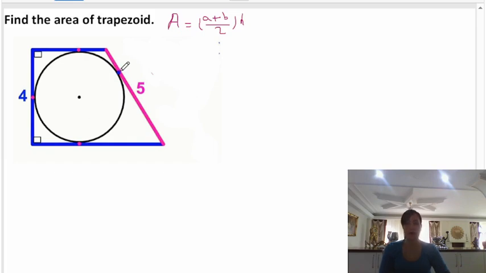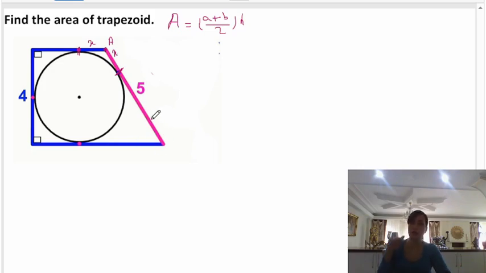First of all, I have a rule that says the tangents from an external point to the circle are equal in length. So if I label here A, the tangents from A to the circle would be equal in length. That means if I get here this length x, this length would be x as well.